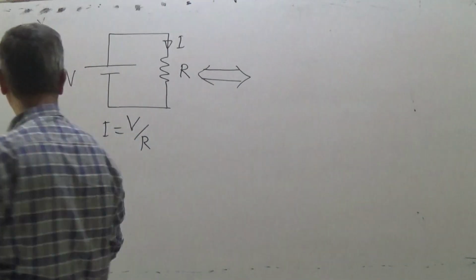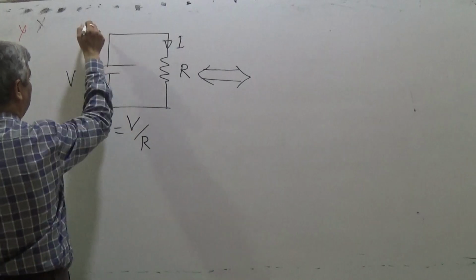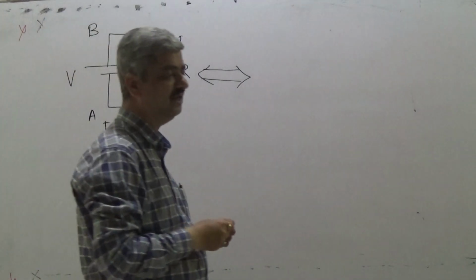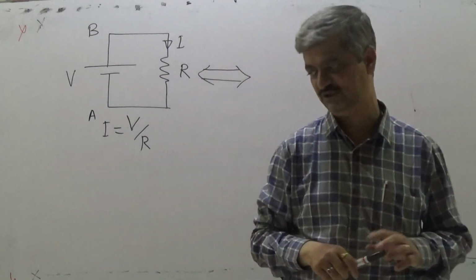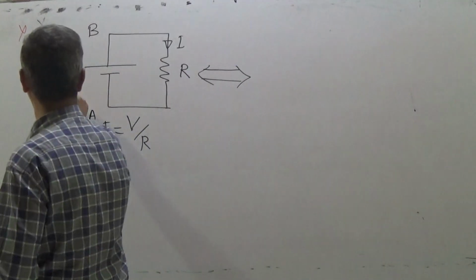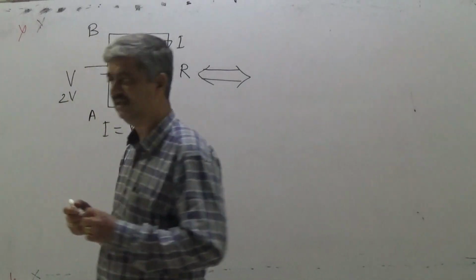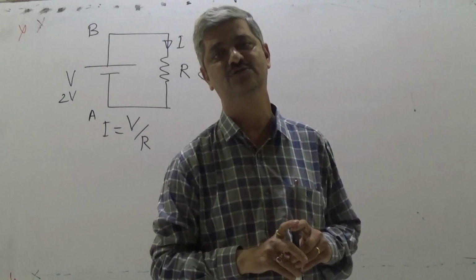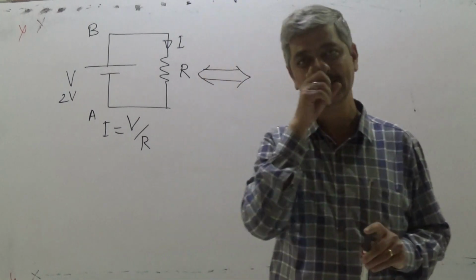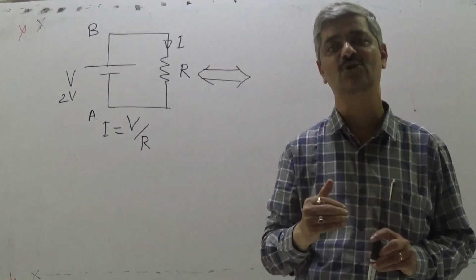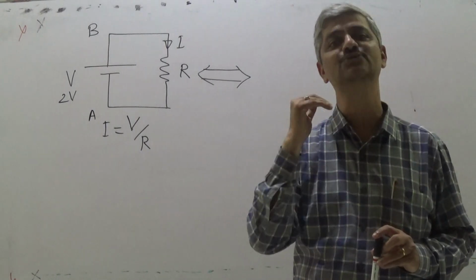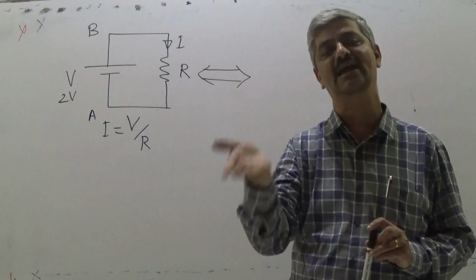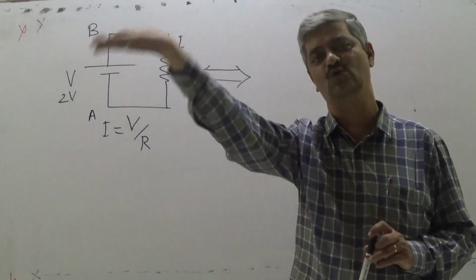So point A and point B. Point A always maintains a higher voltage level of V volts. Suppose V is equal to 2 volts, then the electric potential of point A is always 2 volts more than point B. If we say point B is 0, then point A is 2 volts. If point B is at some different voltage, then point A is at that plus 2 volts.